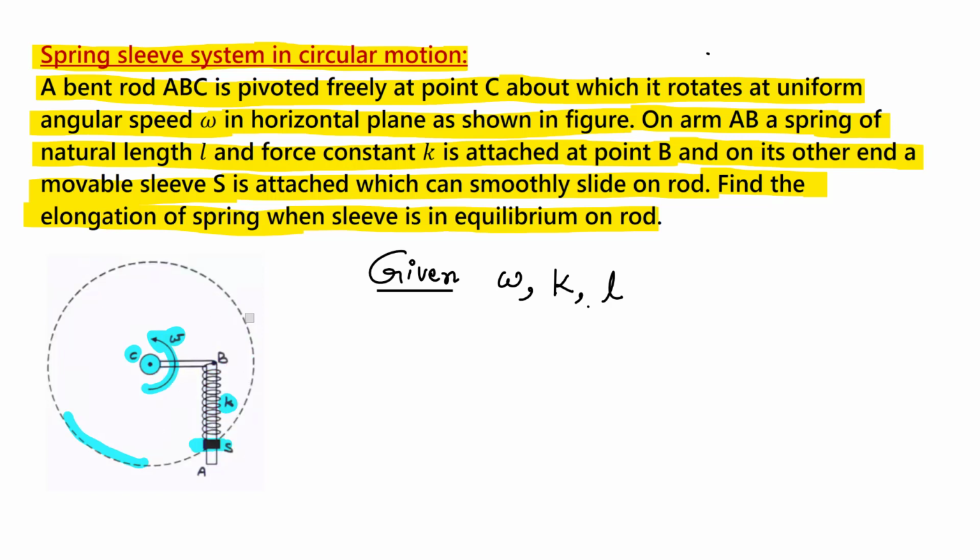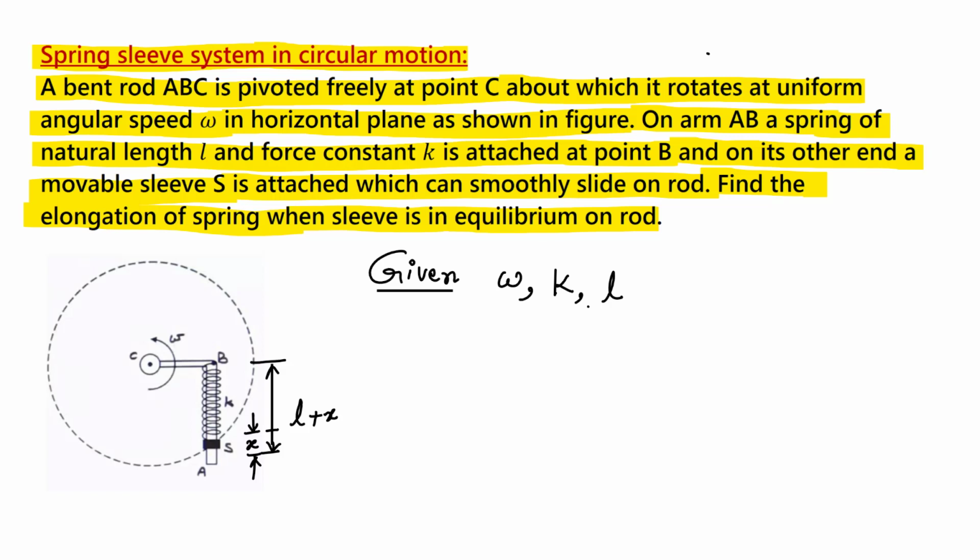But now when this is rotating, the spring will also elongate, and that's why this length will be more than the natural length. So let's say this spring elongates by x, then the total length now will be L plus x. L was the original length, and this x is basically the stretching or elongation in the spring.